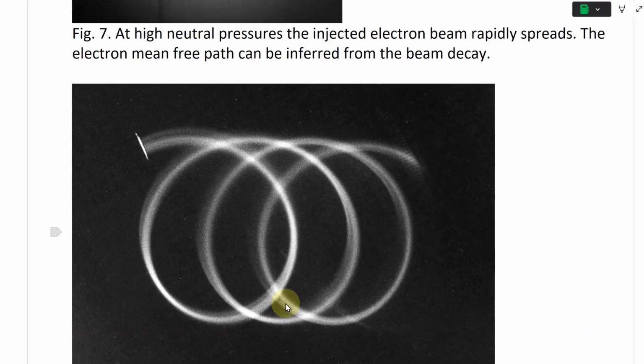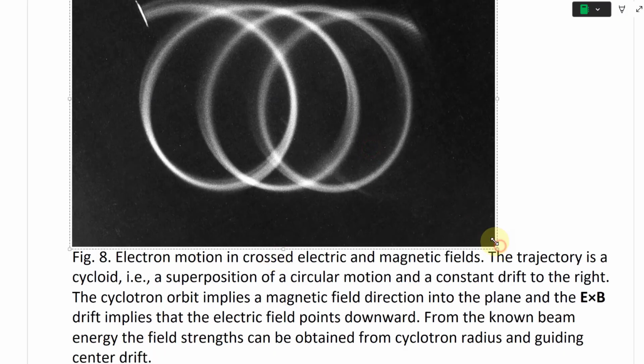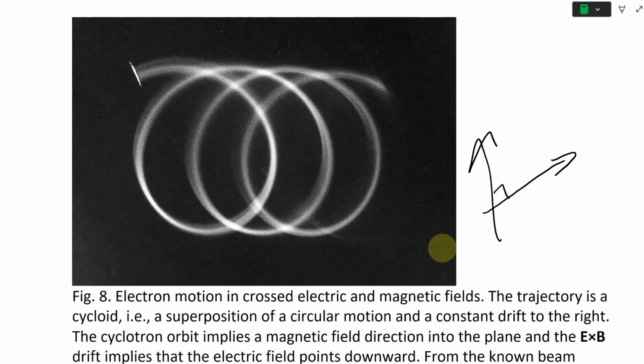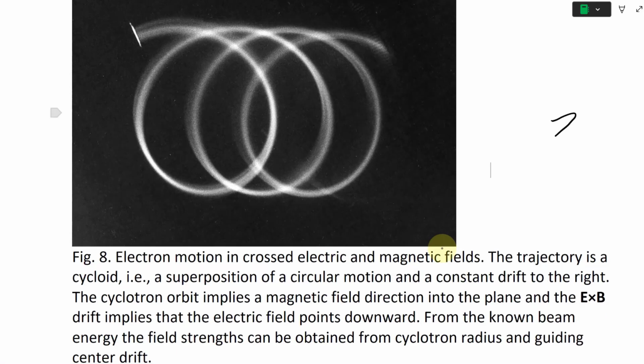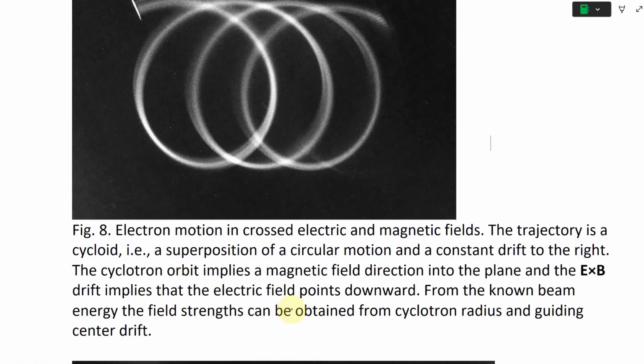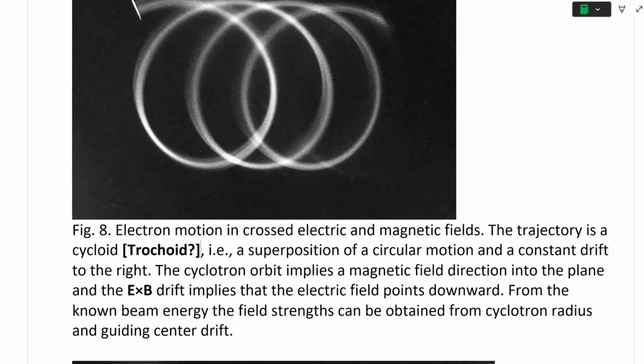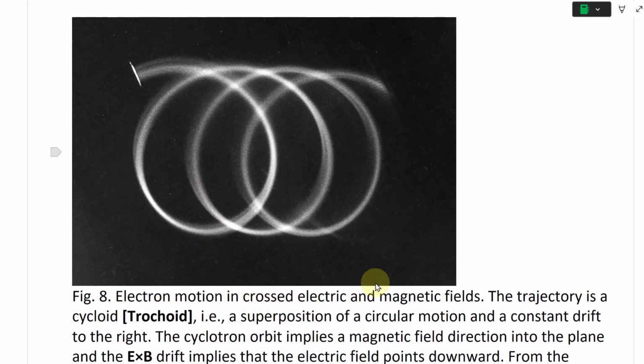So here's Figure 8. Electron motion in crossed electric and magnetic fields. I think what it means is perpendicular ones. You have electric and magnetic fields in perpendicular setups like this. And then there's our trochoid. The trajectory of a cycloid is actually a trochoid, a superposition of a circular motion and a constant drift to the right. A cycloid is a specific type of it, I think, or it should be just the more general trochoid, i.e. a superposition of a circular motion and a constant drift to the right.